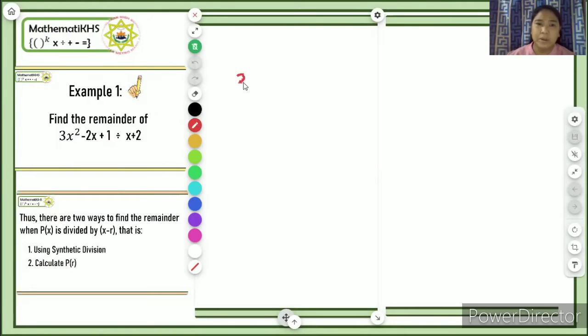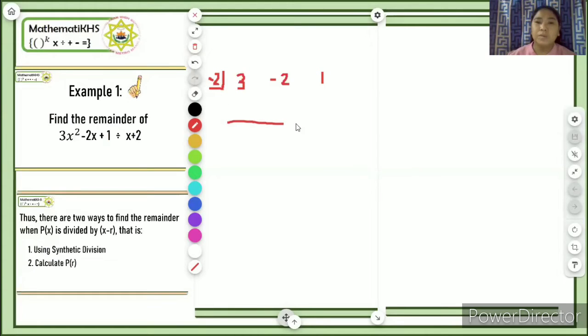So you're going to write 3. Sa negative 2x, our numerical coefficient is negative 2. Then we have here positive 1. Then we're going to have the synthetic divisor, which is negative 2. Bakit siya naging negative 2? Kasi we have x plus 2, and that was already discussed last time. So our synthetic divisor is negative 2, and you're going to write there negative 2.